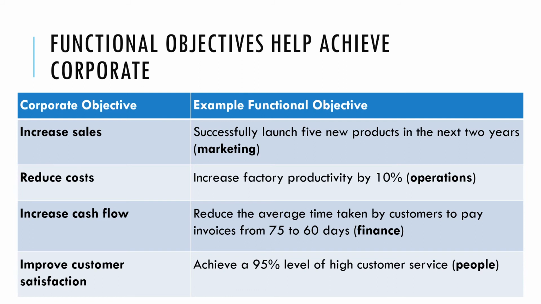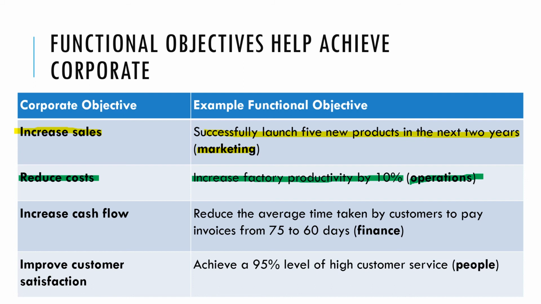Let's have a look at some examples. So, for example, we might have an objective here that the business wants to increase sales. Now, what does that mean for the marketing department? We might break it down and say it means successfully launching 5 new products in the next 2 years. We might have another objective that is for the business as a whole to reduce costs. Now, what might that mean for the operations department? It might mean that we need to increase productivity of our input factors by 10%.